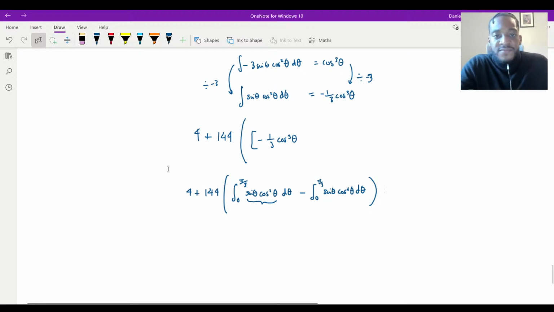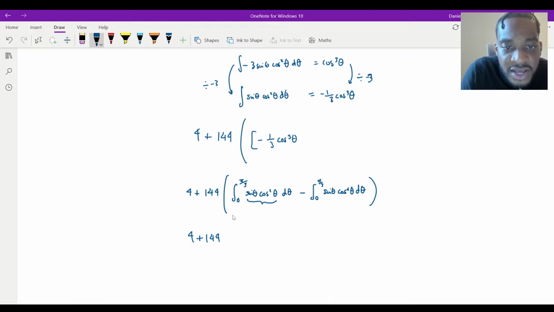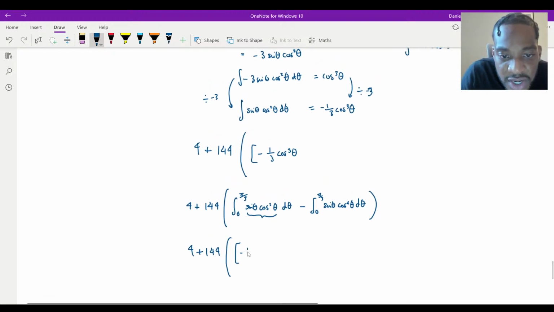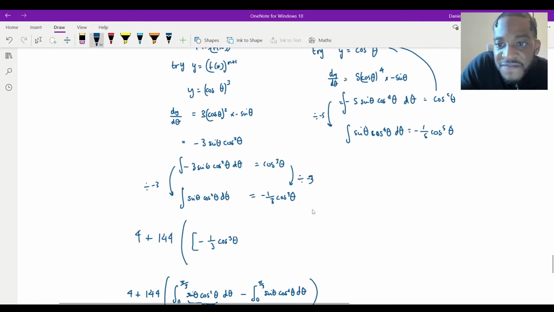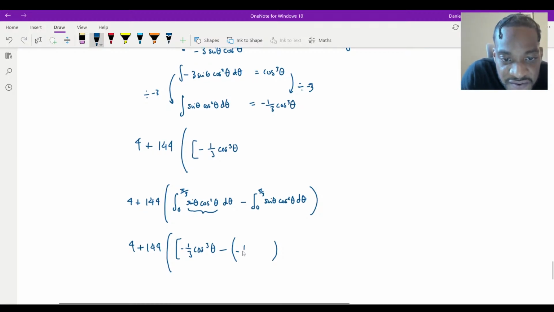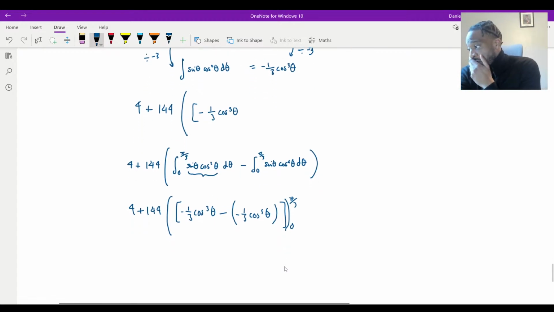That means it's going to be 4 plus 144, and then in a bracket we're going to integrate. We've integrated now. That one we know was minus a third cos cubed theta. And then minus, and I'm going to put a bracket around it here, the integral of the other one was minus a fifth cos to the 5 theta. So we get minus a fifth cos to the 5 theta. And then this is all between the limits of 0 and pi over 3. So that should be it. Hopefully I haven't made a mistake.